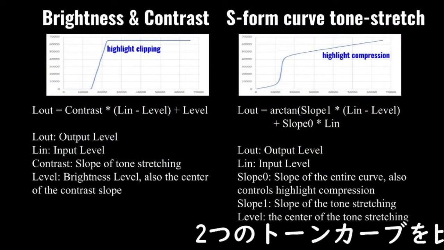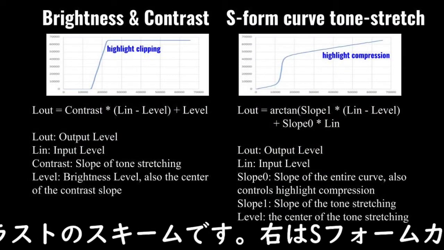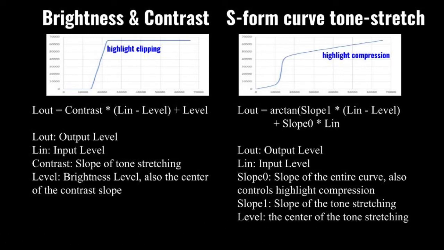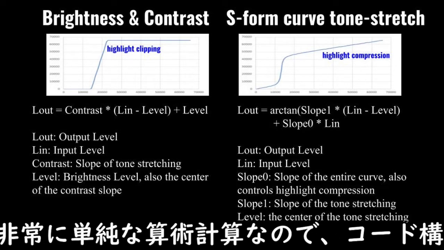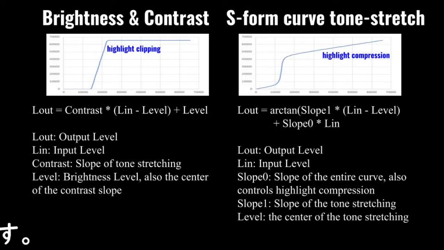Let's compare the two tone curves. The left is the brightness and contrast scheme. The right is the S-form curve tone stretch scheme. The equations are shown. The left is a quite simple arithmetic calculation, so I have been using it from the early stage of my code building.